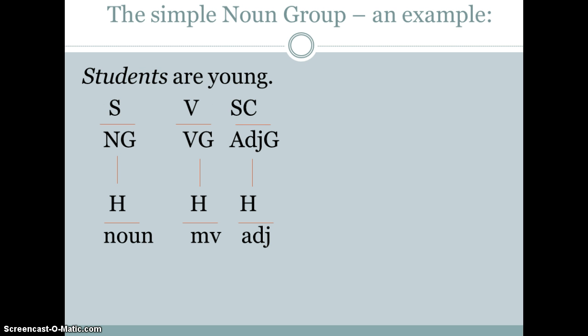First, we have a very simple noun group, meaning the noun group only consists of one element. First, we found the subject, the verbal, and the subject complement, since are is a linking verb. And if we look at the noun group, since it's a simple noun group, there's only a head, and the material that makes up the head is a noun.